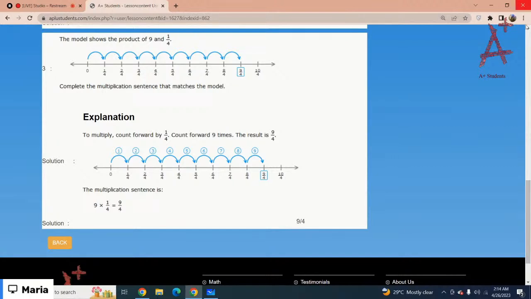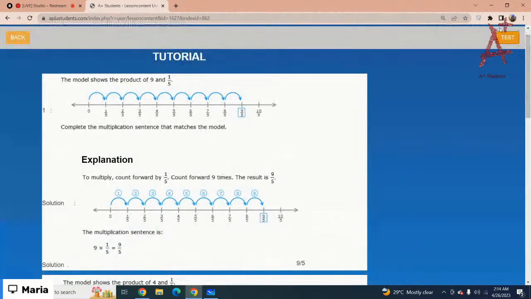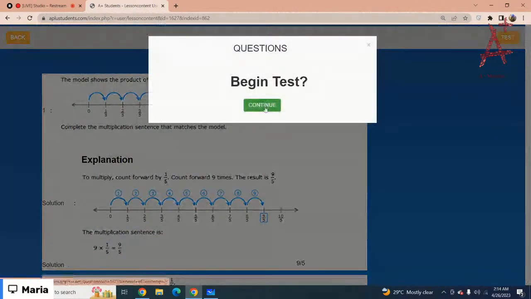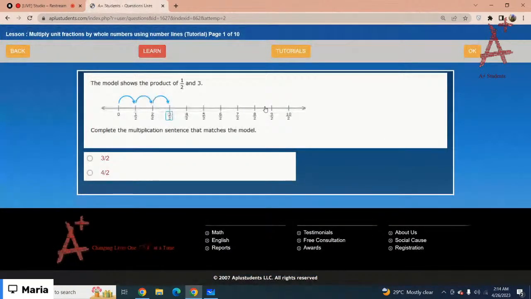Okay, let's just start with the test questions. Let's see if we have a practice question. Okay, the model shows the product of 1 over 2 and 3. Complete the multiplication sentence that matches the model. Basically, you have to see, like 3, you count forward by 1 over 2. How many times do you count forward? 3 times. 1, 2 and 3. So that would be 3 over 2.